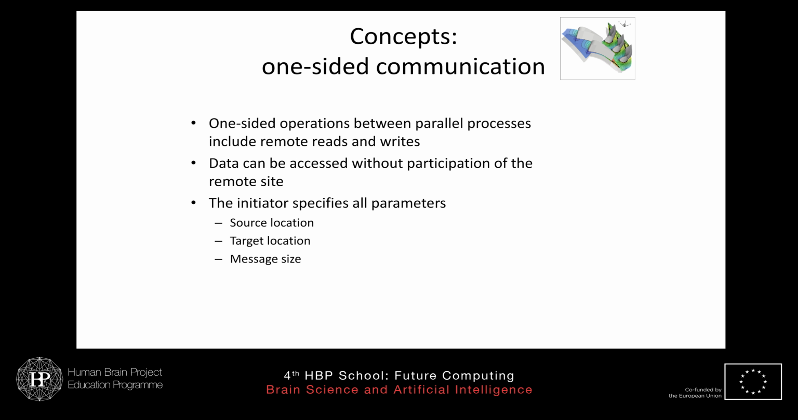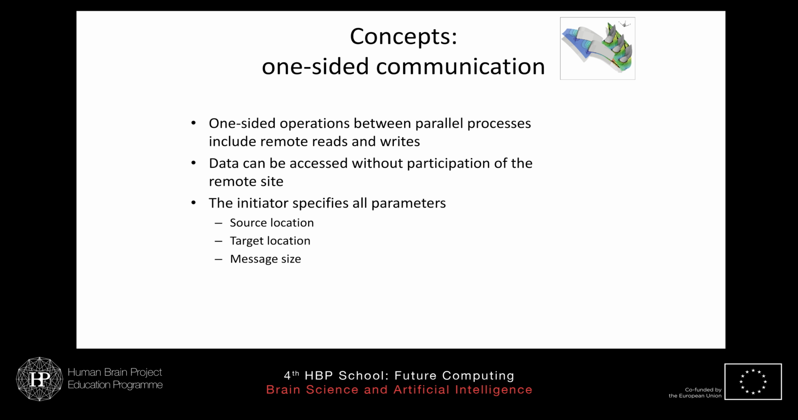In MPI, data transfer and synchronization is the same thing, right? You send, receive, you wait for a handshake, and that's how you synchronize. Here you can basically say you can't access data without the participation of the remote site. You can get data from some other process, and you can put data into some other process. And the initiator specifies all the parameters: the source location, the target location, and the message size.